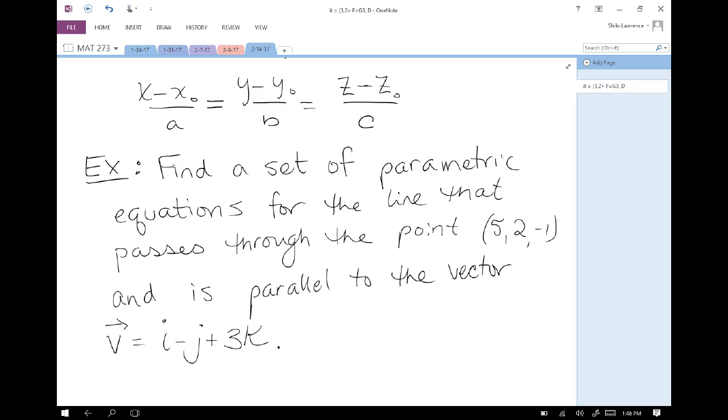The vector tells us the direction numbers for each of our variables. And then the point gives us a starting spot for each of the variables.